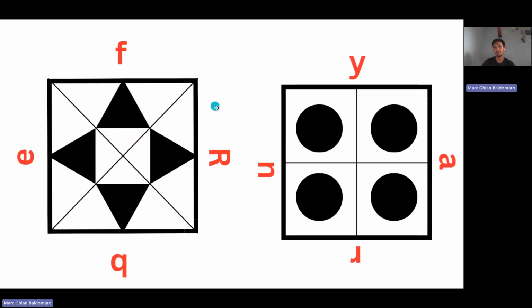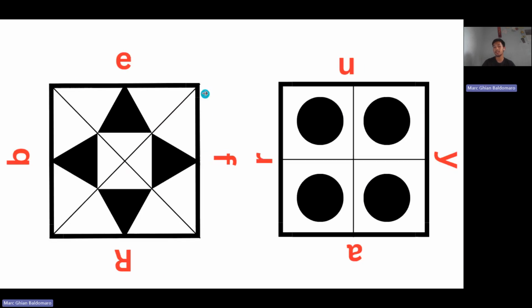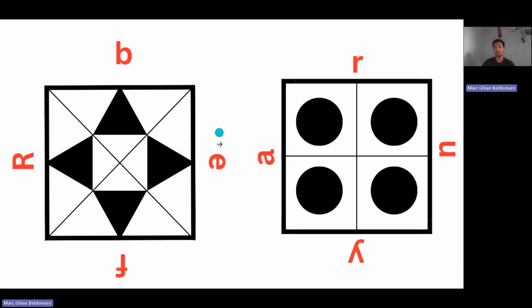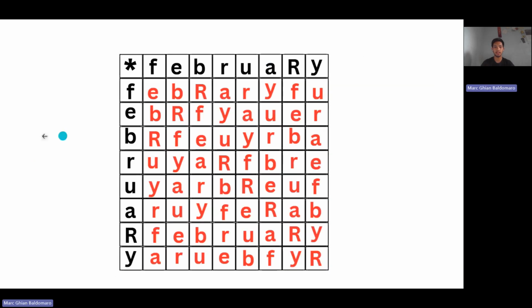So next would be the rotational. So this is the first turn. So that's a 90-degree clockwise turn. This is a 180-degree clockwise turn. Then this is 270-degree clockwise turn.